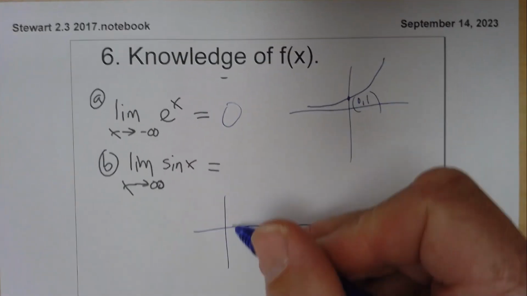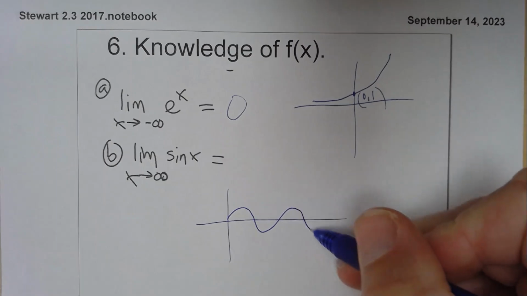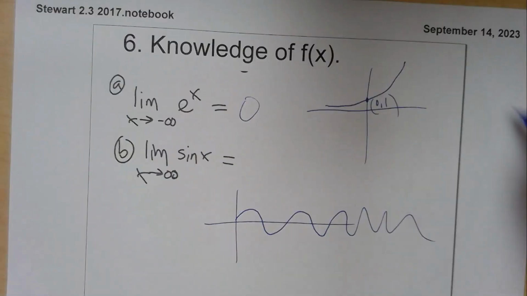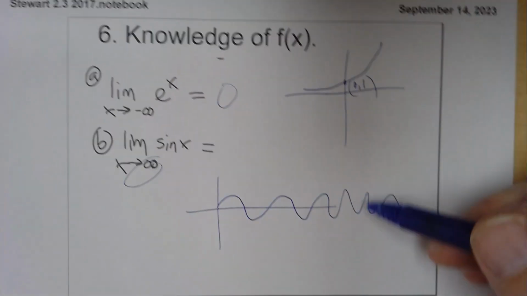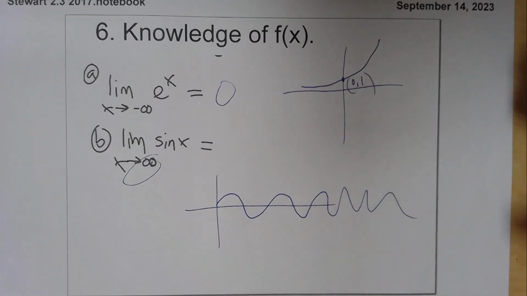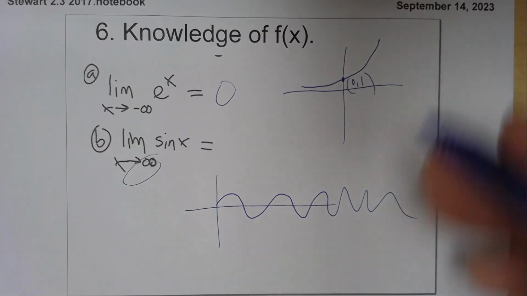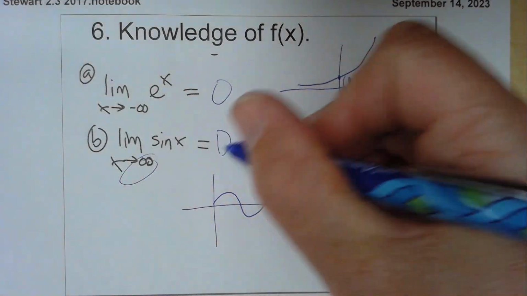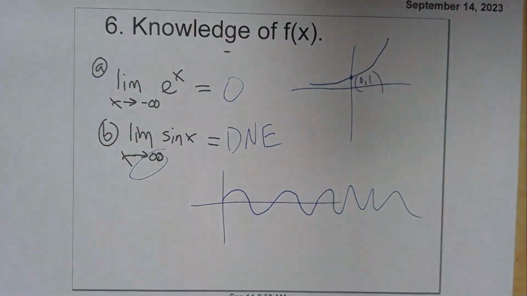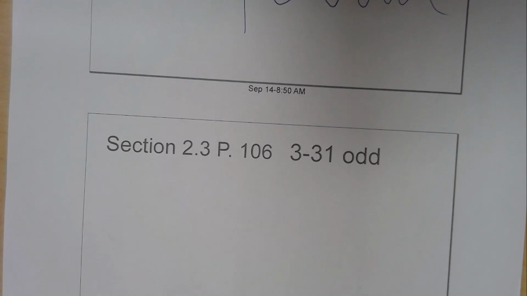Sine. Sine is a mountain, a valley, a mountain, a valley, right? It goes back and forth forever. So when you go to infinity, you don't know whether it's up or down. It just keeps going back and forth. So it fails due to oscillation. So the limit does not exist. All right, 3 to 31, odd. Go for it.